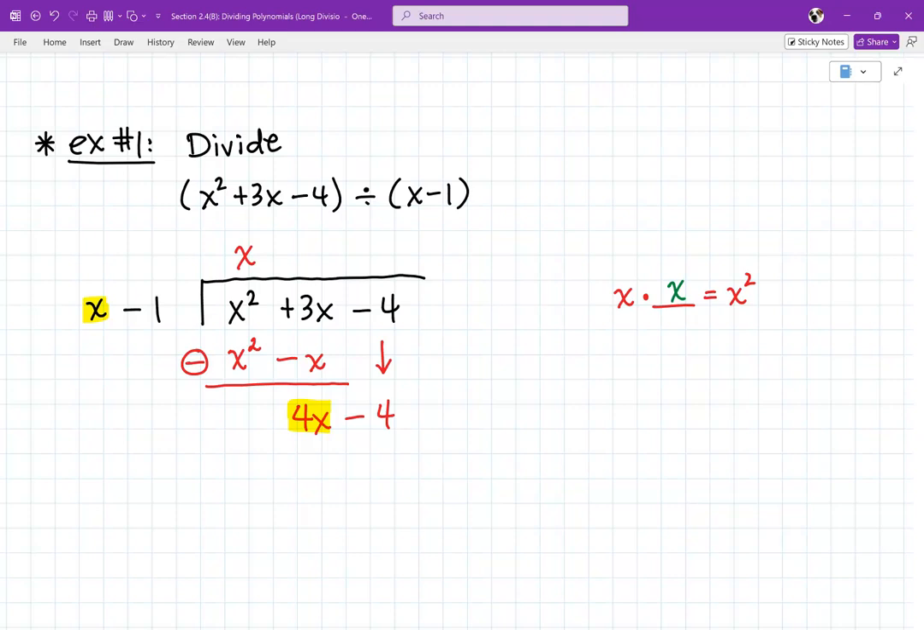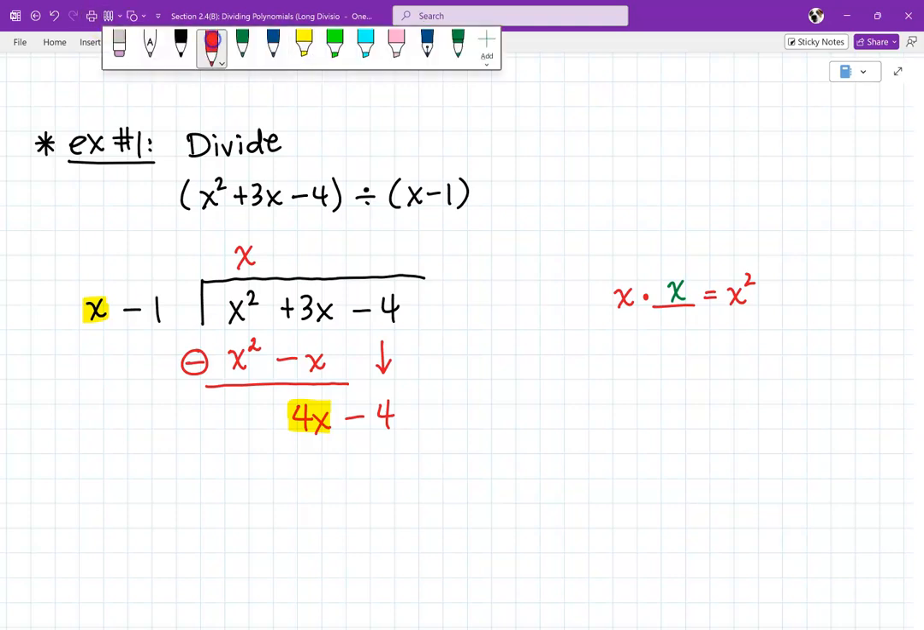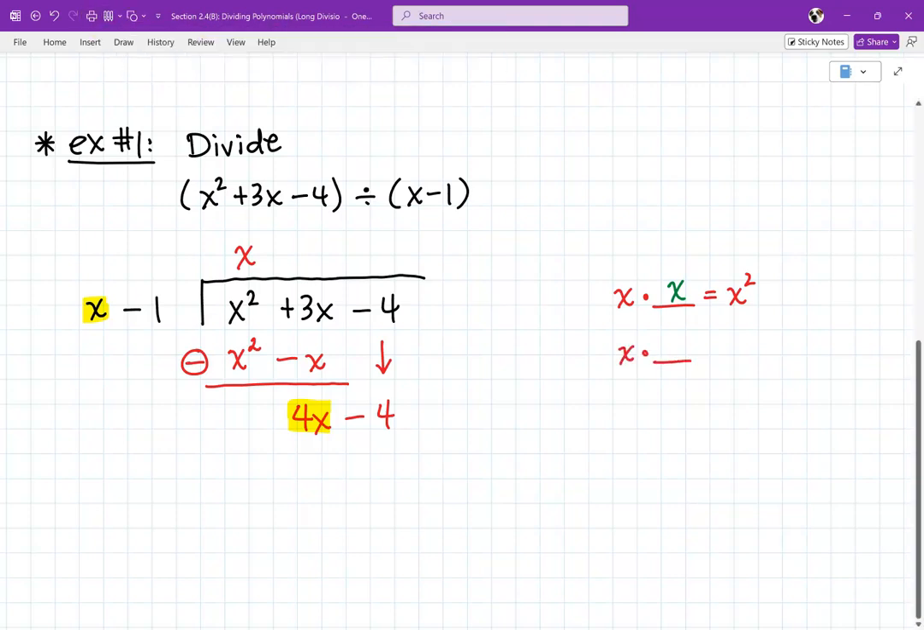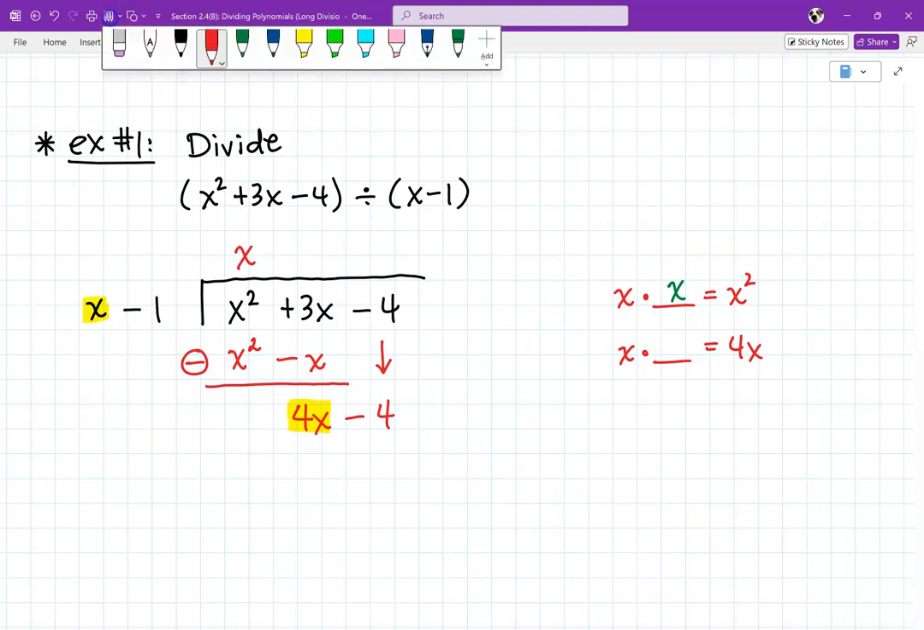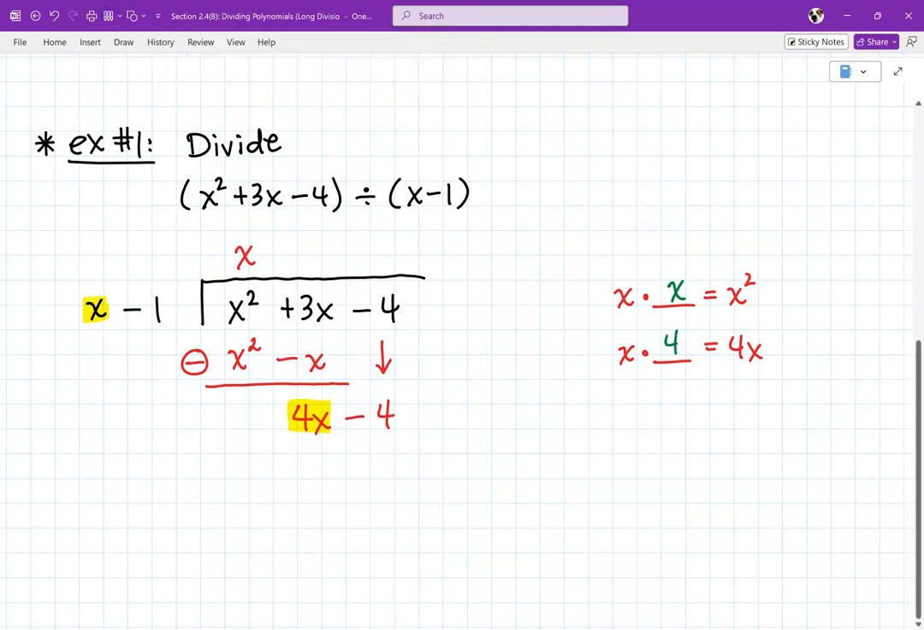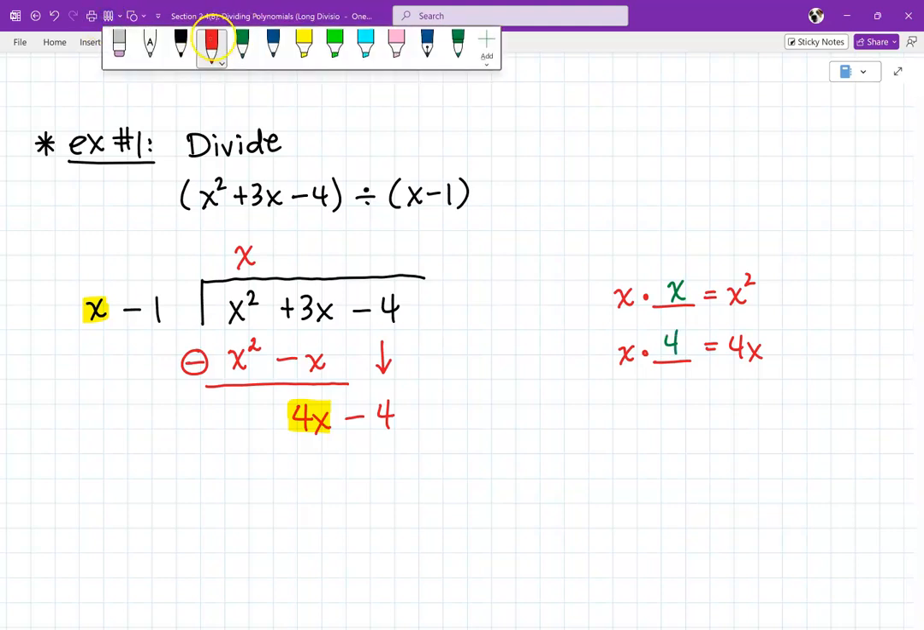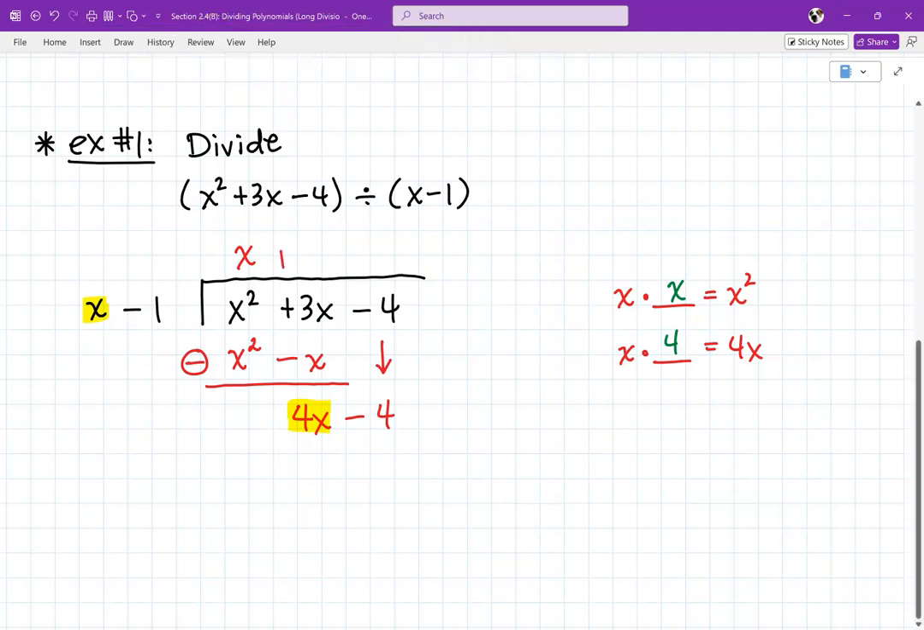X times what is 4x? Times 4, yeah. So let me write this down. X times something is 4x. So you said 4. So that means I'm going to put a positive, right? A positive 4, not a negative 4. I'm going to put a positive 4 up there.